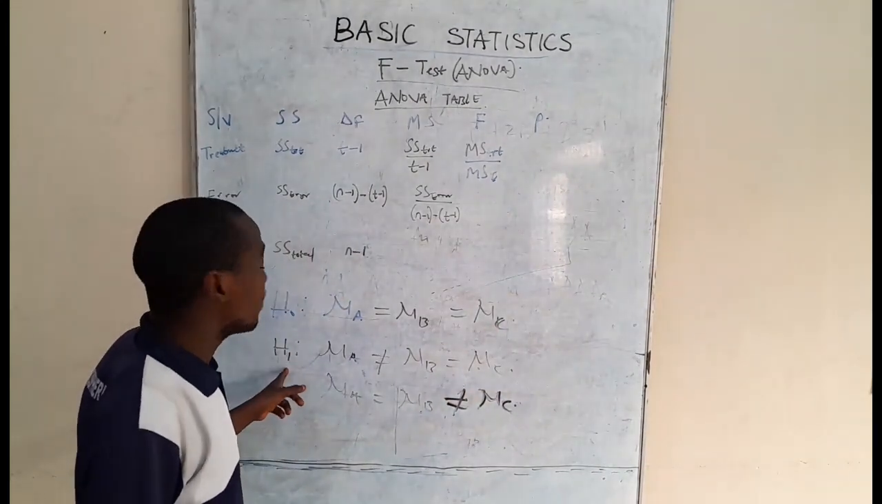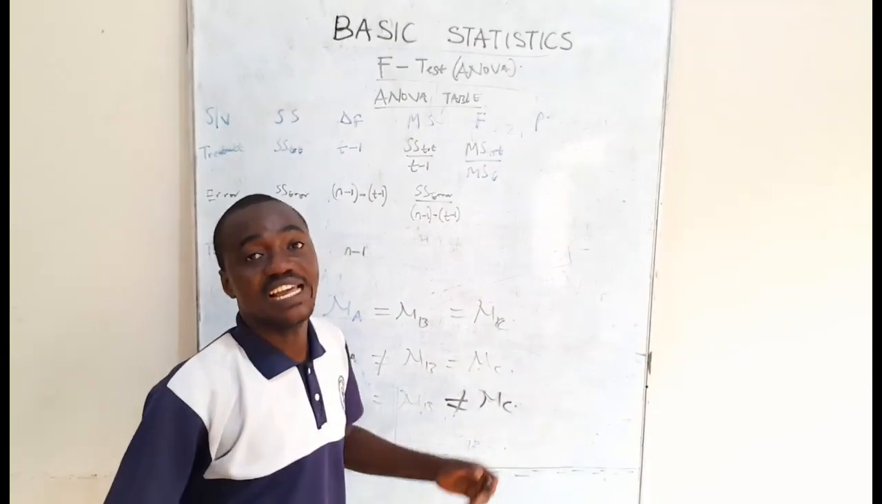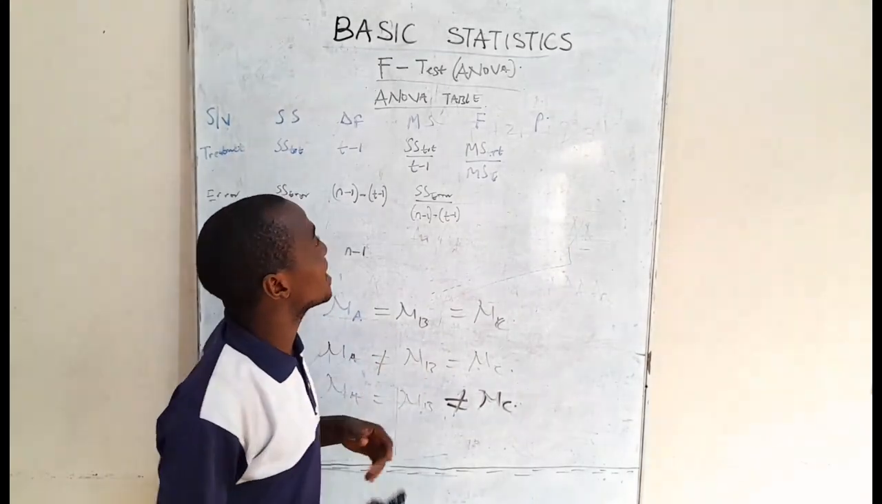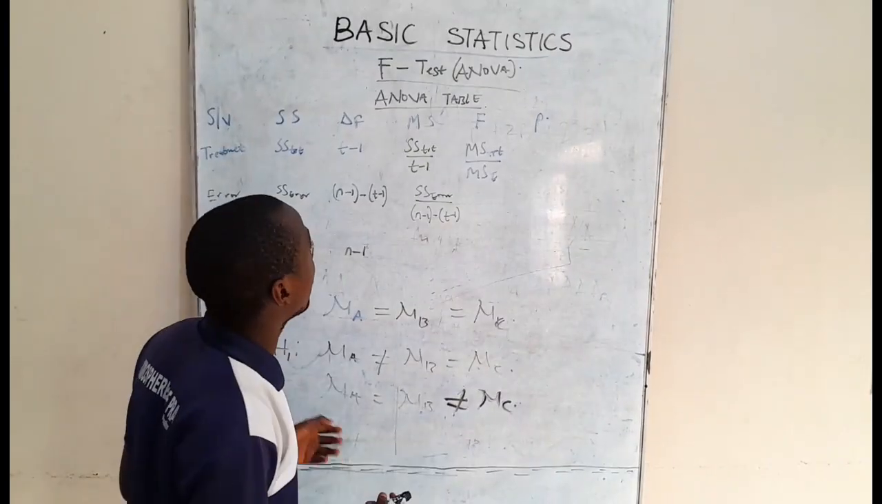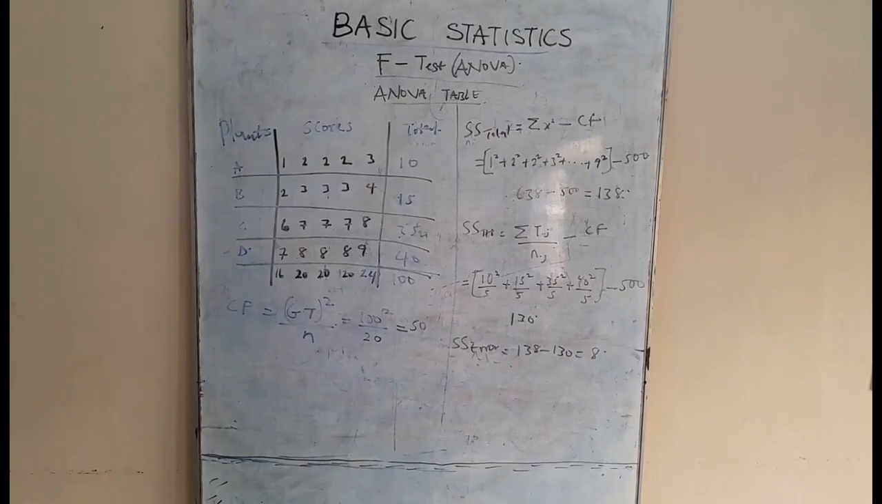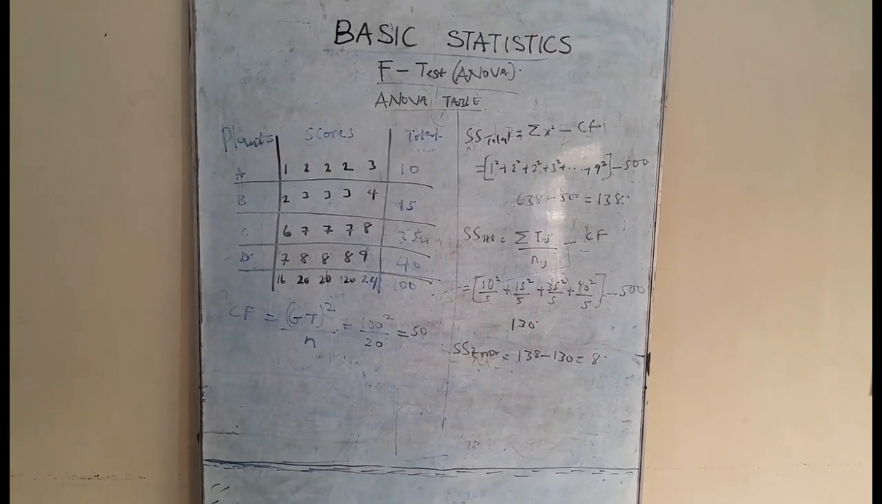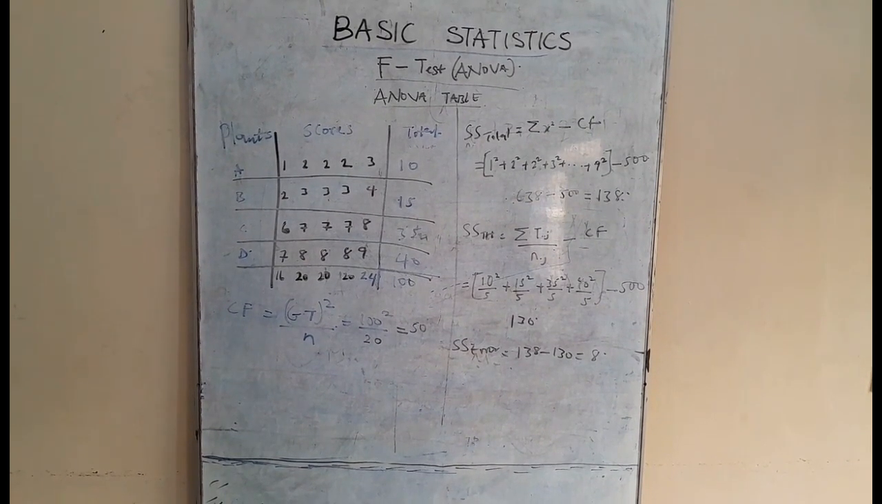Then the H1 will be what? mu1, mu2, mu3 is what? Is significant. Let us take the example and let us see how we can make use of this. Now we have a problem to solve. Look at that table.